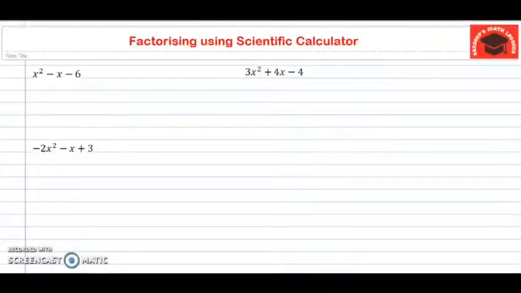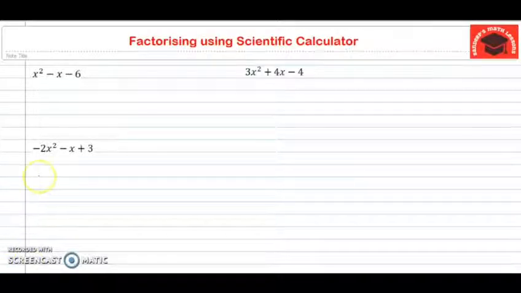Hello students. I have come across many students who use their scientific calculator to factorize these quadratic polynomials. Although I prefer splitting the middle term, if you are using your scientific calculator to do the factorization of these kinds of quadratic polynomials, you should be very careful, because the scientific calculators which you are using are built to solve equations. They are not built to factorize these quadratic expressions.